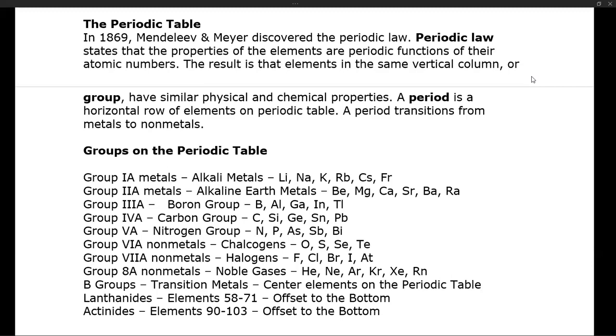And your noble gases is group 8A, which is characterized by their notable lack of reactivity: helium, neon, argon, krypton, xenon, and radon. The B groups in the middle are your transition metals, the center elements on the periodic table. Offset to the bottom are your lanthanides and actinides. And those with the special names you should keep track of.